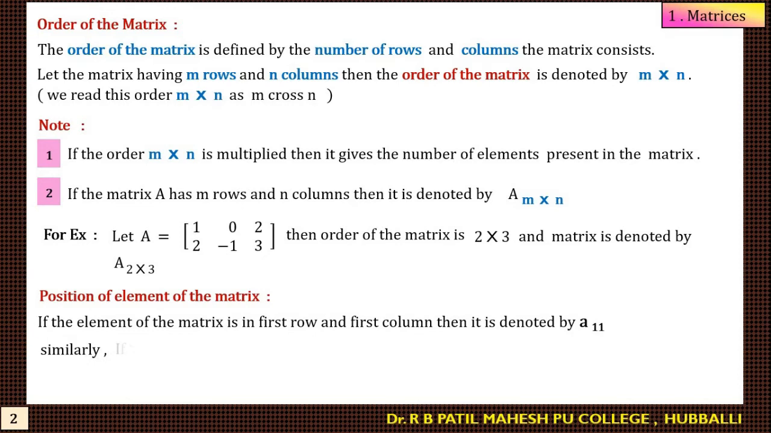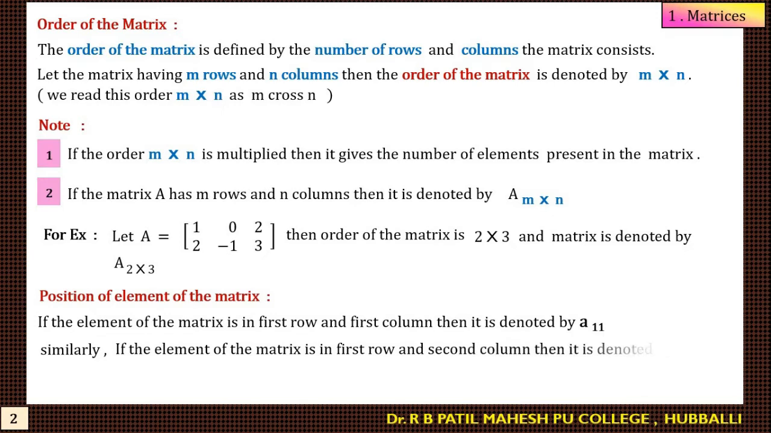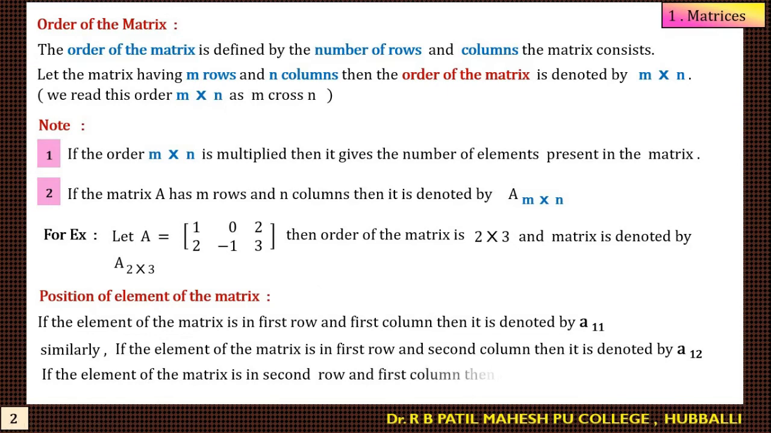Similarly, if the element of the matrix is in the first row and second column, then it is denoted by A12. In the example, it is this position element. If the element of the matrix is in the second row and first column, then it is denoted by A21. That is this position.